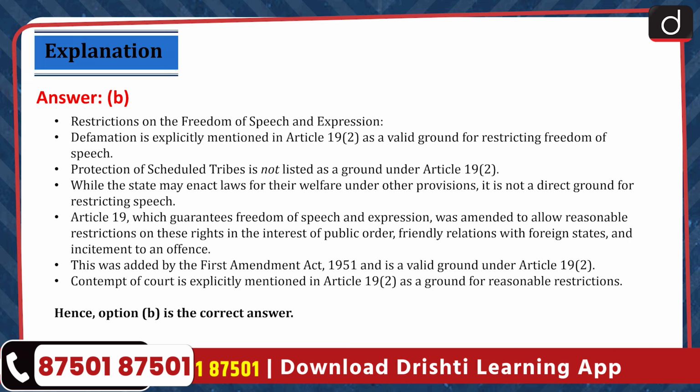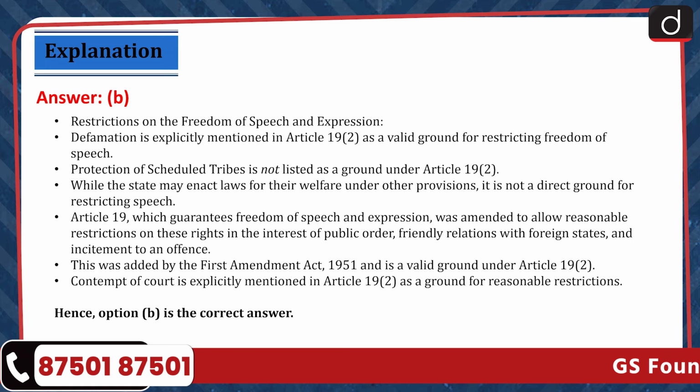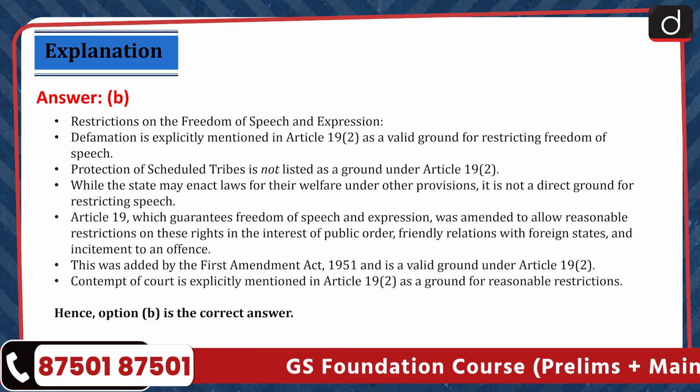Defamation is explicitly mentioned in Article 19, Clause 2 as a valid ground for restricting freedom of speech. Protection of scheduled tribes is not listed as a ground under Article 19, Clause 2. While the state may enact laws for their welfare under other provisions, it is not a direct ground for restricting speech.